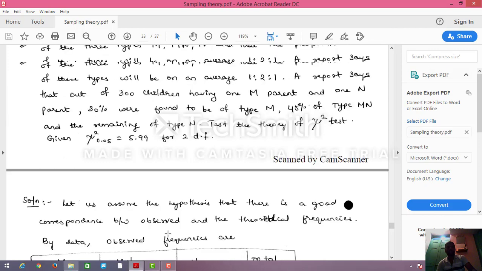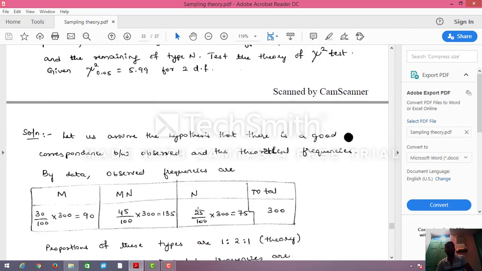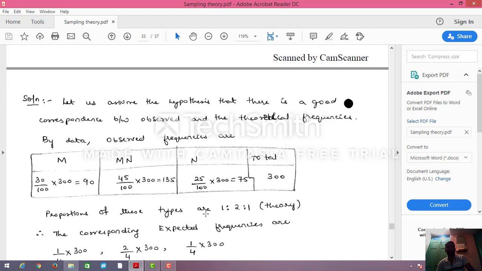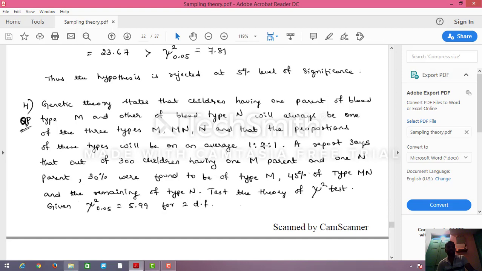The remaining should be type N. So 30 plus 45 is 75, and 100 minus 75 is 25. The remaining N should be 25 divided by 100 into 300, which equals 75. Now if you add the total, 90 plus 135 plus 75, you will get the same 300. The proportions of these types are 1:2:1. This is nothing but the theoretical frequencies. Here you have to find them for 1:2:1.